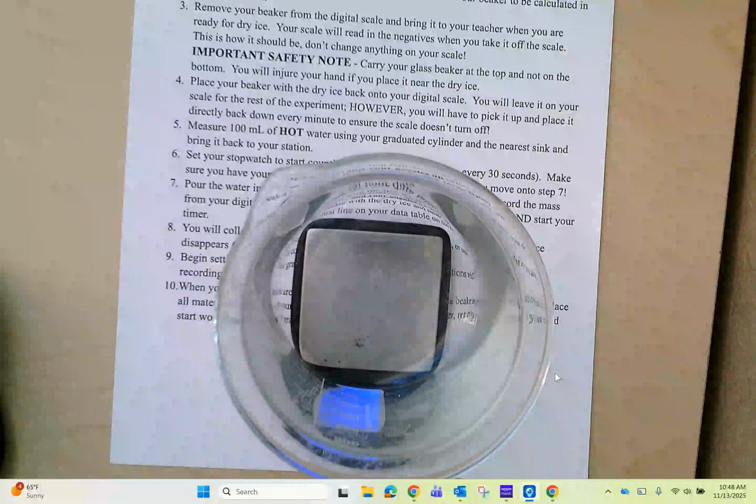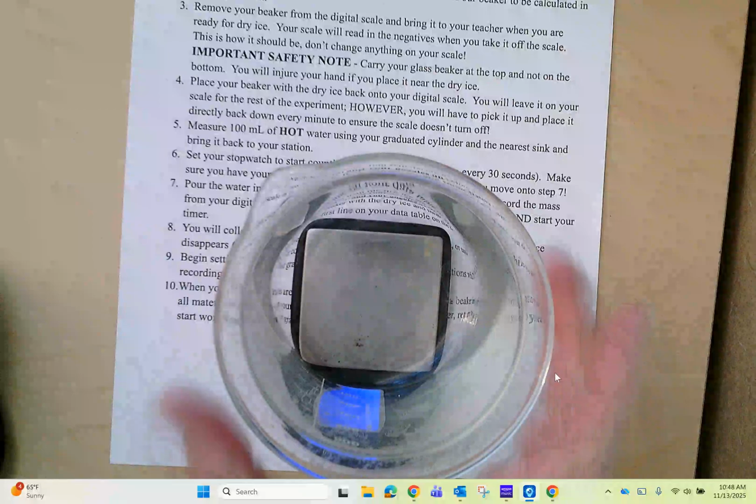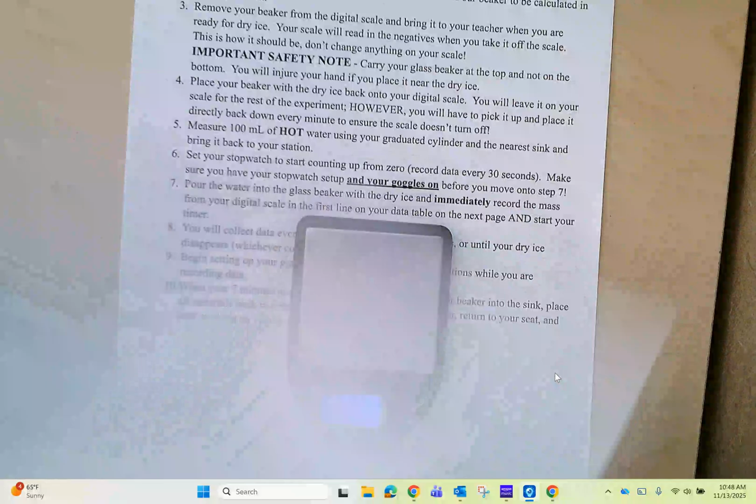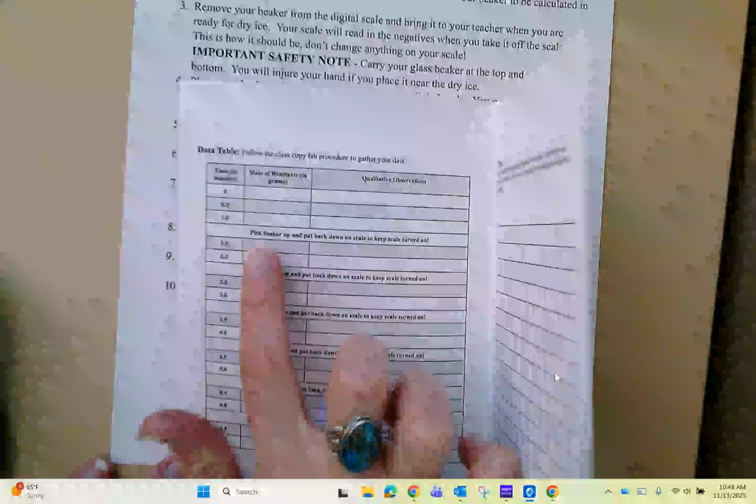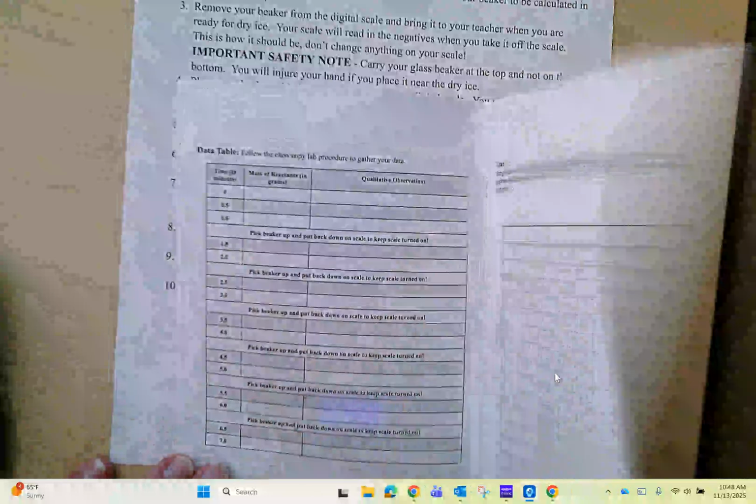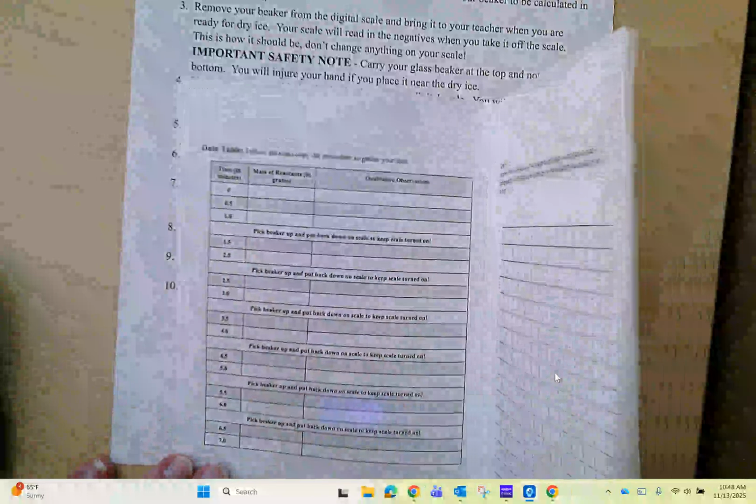They're really nice otherwise. In your booklet that you get tomorrow, I do actually have little notes for you so you remember to do this. So every minute I have a note, pick up and put your beaker back down just to keep your scale turned on so you don't forget to do that, okay?